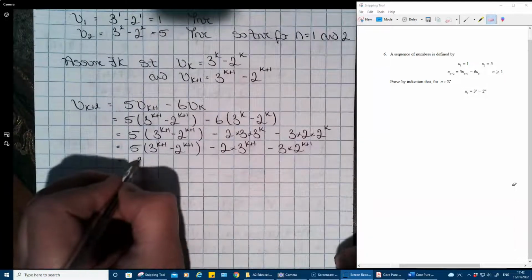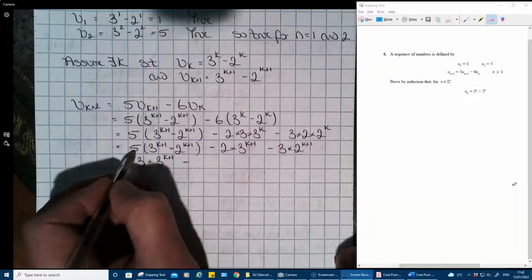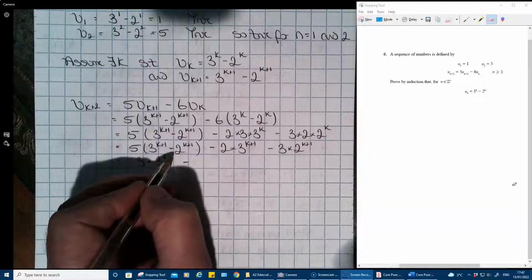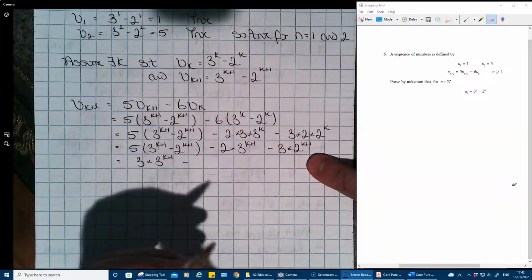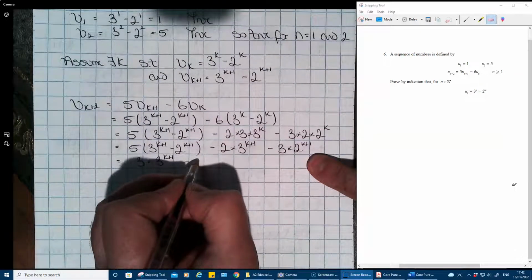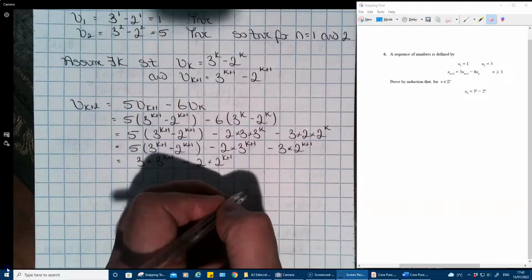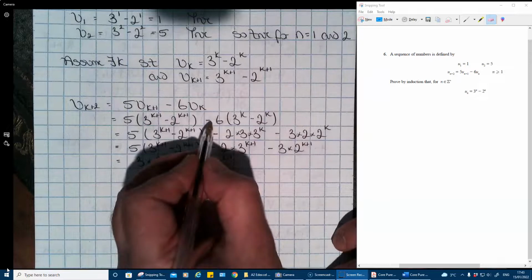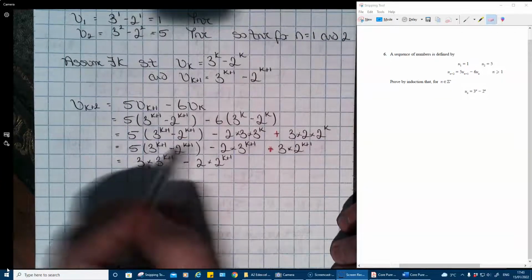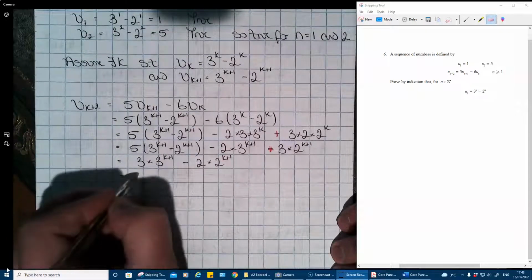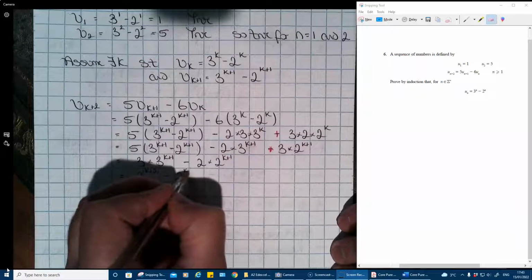5 lots of 3, take away, so it's 3 lots of 3 to the k plus 1, take away, I've got minus 5 lots of that, take away another 3 lots of that, there's 2 lots of that. Okay, so I've made a mistake, so this should be minus 6 times that, and there should be a plus here. That should be a plus, which then makes that correct. Minus 5 lots plus 3 lots is minus 2 lots. So it's 3 to the k plus 2, take away 2 to the k plus 2.